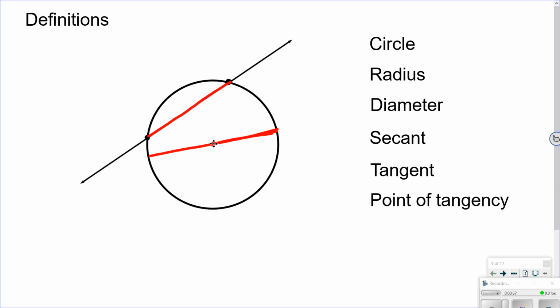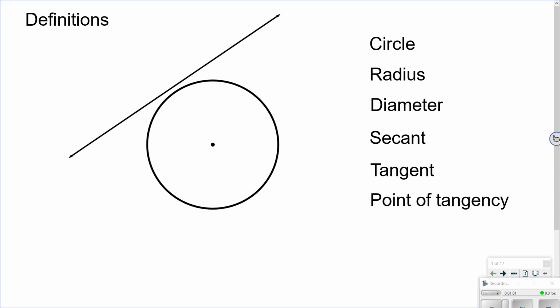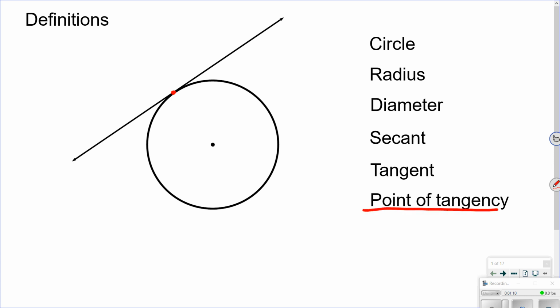Okay, a tangent line. So a tangent line is when you have a line that just touches the circle in one spot. So just touches that point right there. The point where they touch is called the point of tangency. So those are some definitions we ought to be familiar with hopefully by now, but just a quick review.